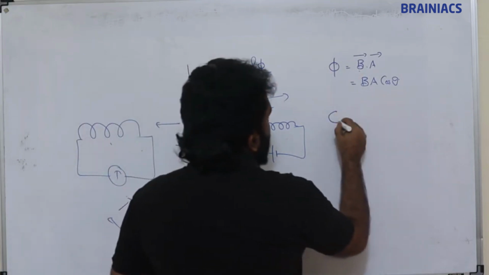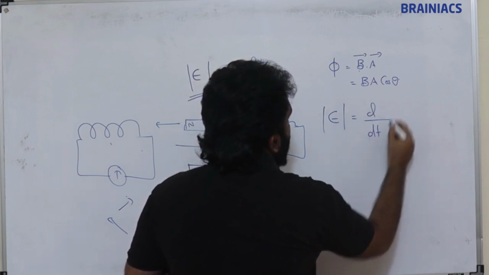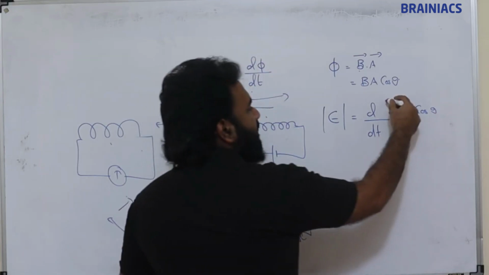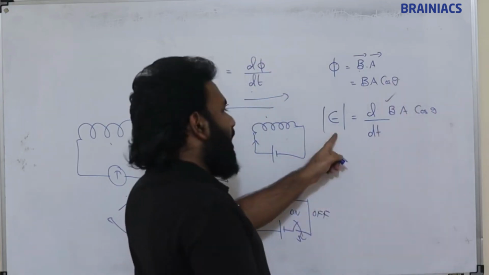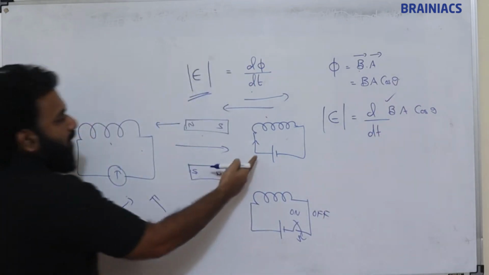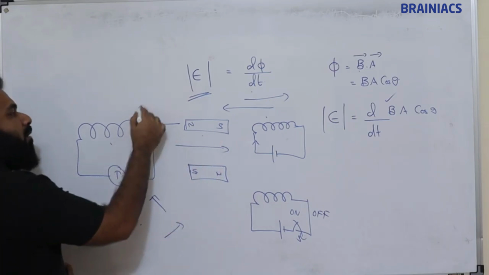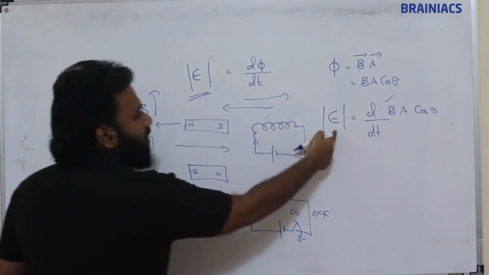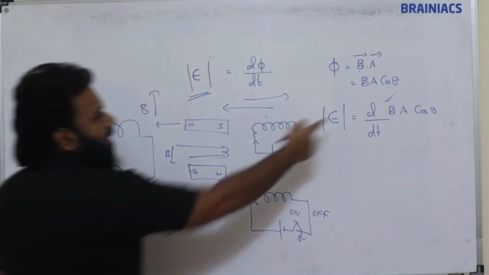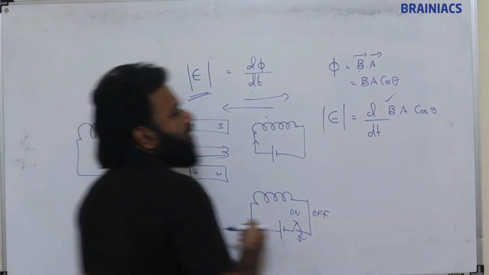Now for the magnitude of induced EMF, if we take d by dt of BA cos θ, and we change the magnetic field, an EMF will be induced. That is what we were doing here. If the magnet comes near, the magnetic field increases, which produces EMF. If it is moving away, the magnetic field decreases, which is also a change. So that is one reason for induced EMF.